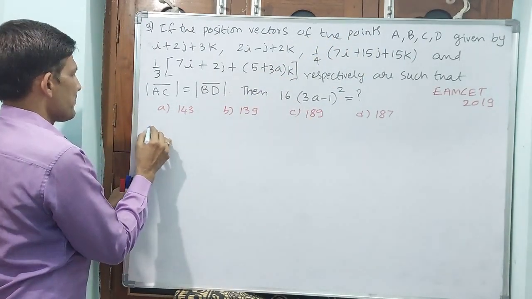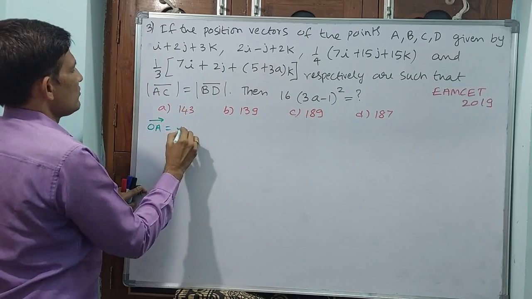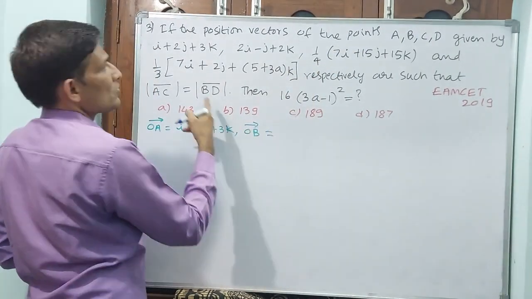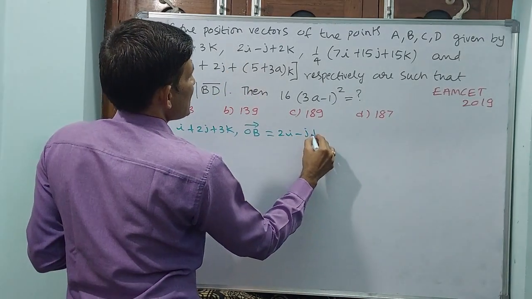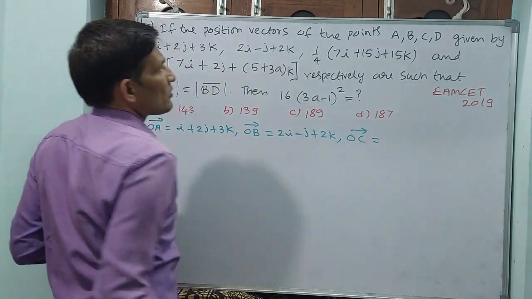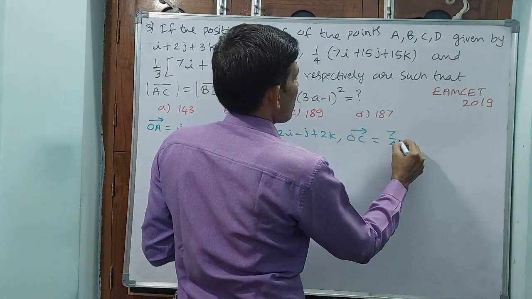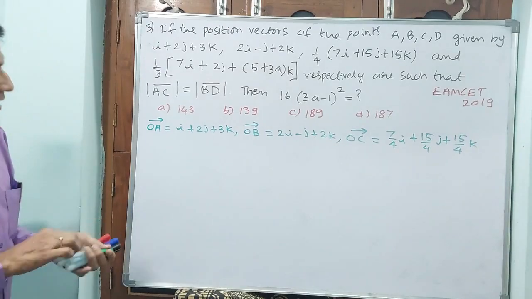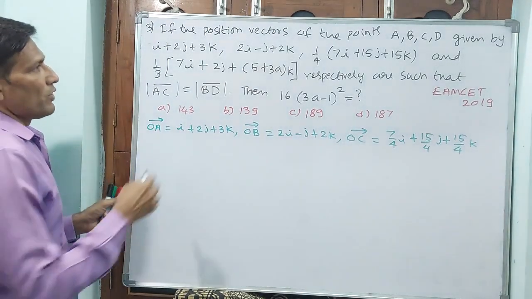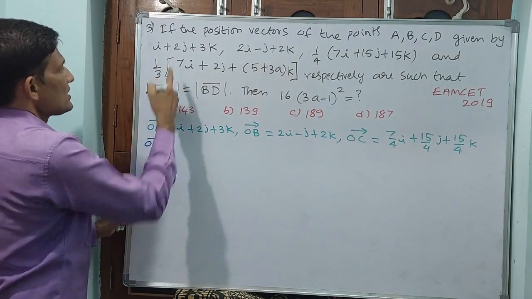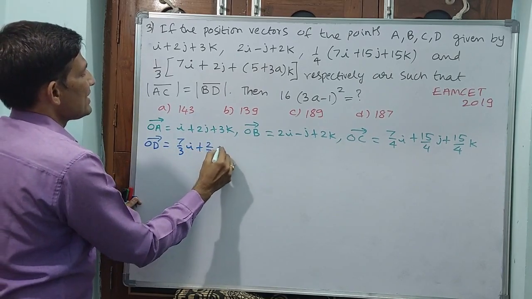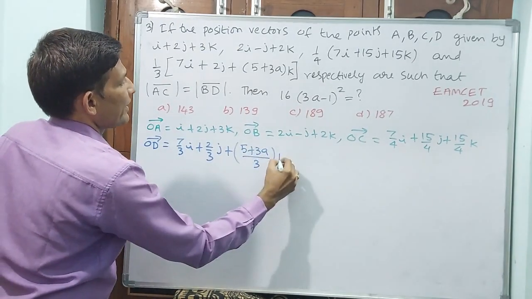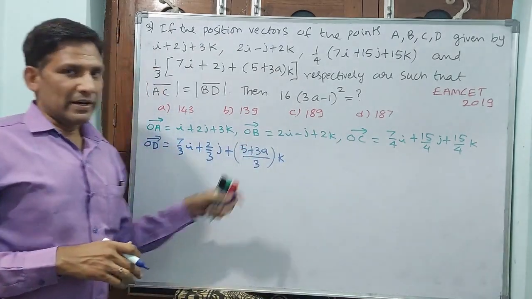First, respectively means I write OA. OA is equal to i plus 2j plus 3k. Position vector OB is equal to the second one, 2i minus j plus 2k. OC, third position vector, 1 by 4 is there, don't forget: 7 by 4 i plus 15 by 4 j plus 15 by 4 k. And write OD also, the last one. OD is equal to 7 by 3 i plus 2 by 3 j plus 5 plus 3a divided by 3 k. Now stop. These four are position vectors, OA, OB, OC, OD.